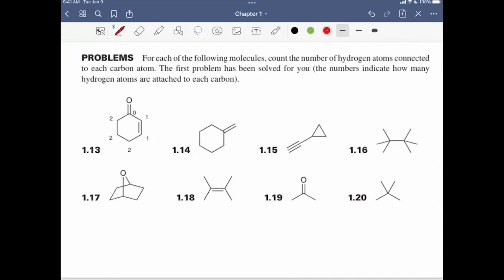This first problem, and feel free to pause it if you ever need more time. That's why I made this in the form of a YouTube video, so you can work on it with me. So if I'm going too fast, just pause it and you can catch up with me.